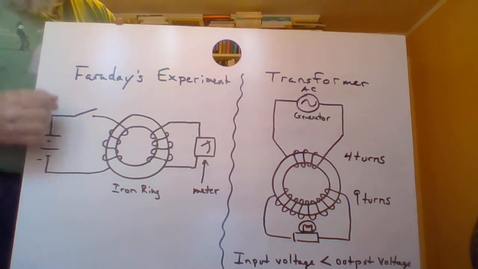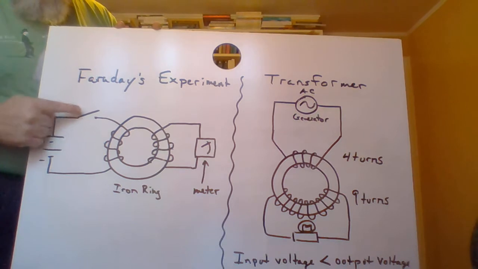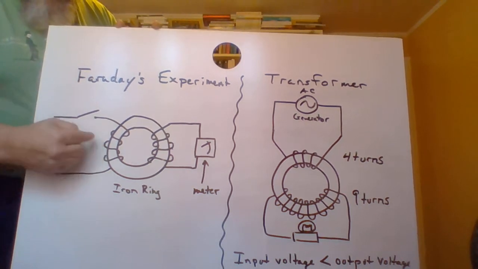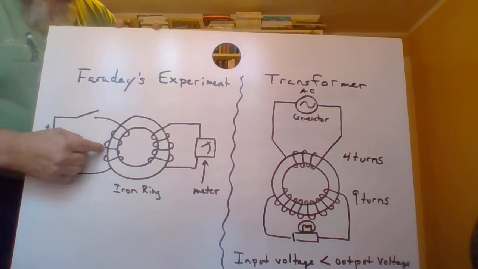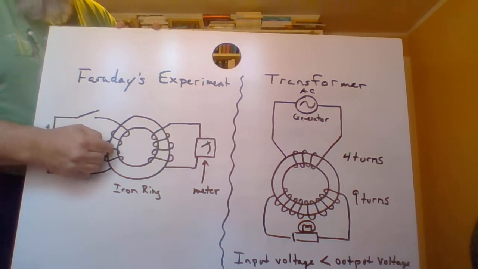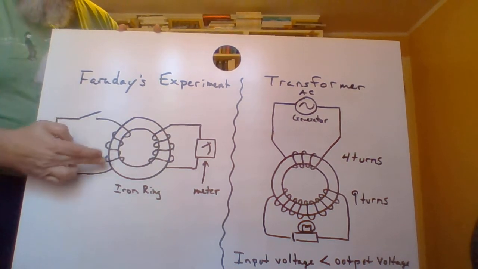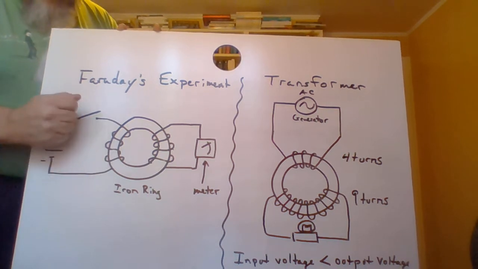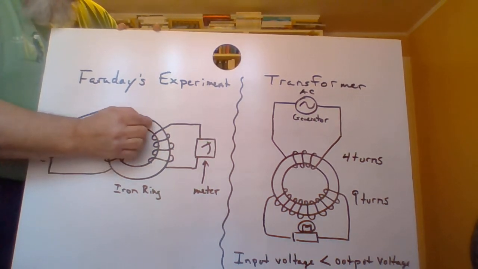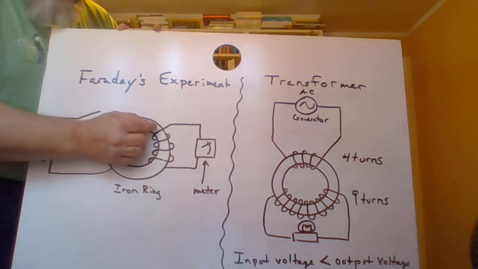So what he was able to show is when he closed the switch, that's what this symbol is, this is a switch. When he closed the switch, that caused a current to flow in this coil. So this current creates its own magnetic field here, and the iron aligns itself to that magnetic field. Well, as that alignment happens, that generates an EMF over here.